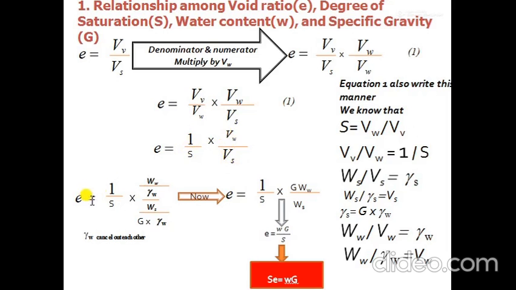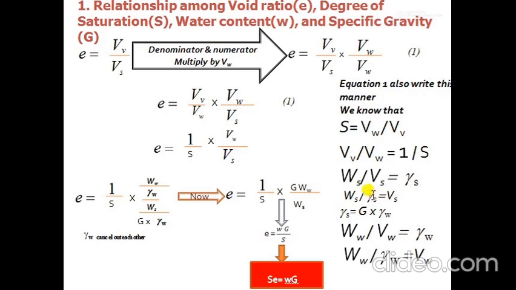Now, next step, e is equal to 1 upon S into, now we find the formula of volume of the water. We know that unit weight of water is equal to weight of the water upon volume of the water. So the volume of the water is equal to weight of the water upon unit weight of water. Now put this equation in this.